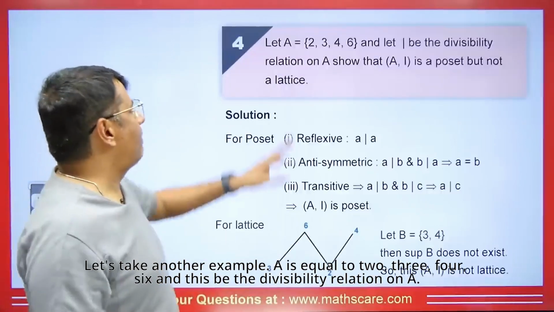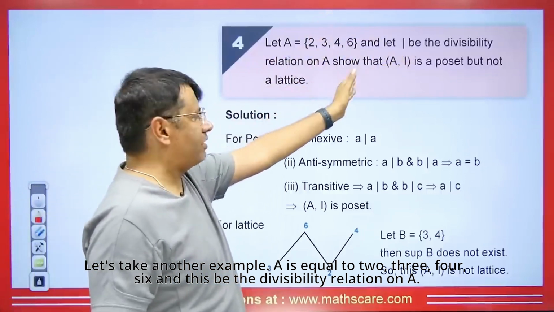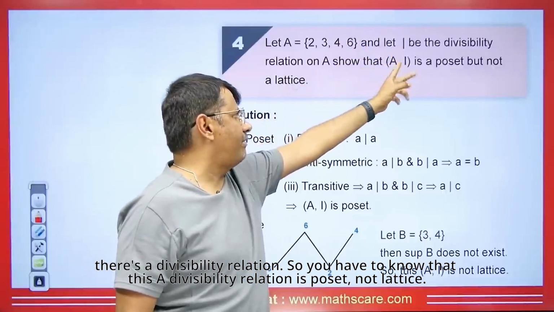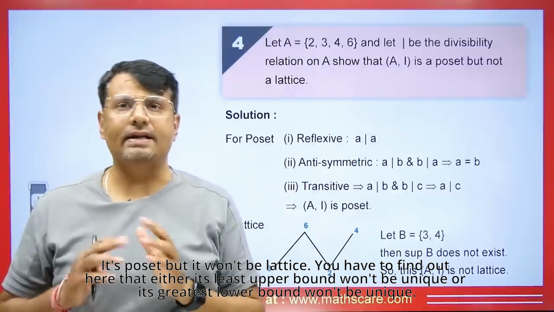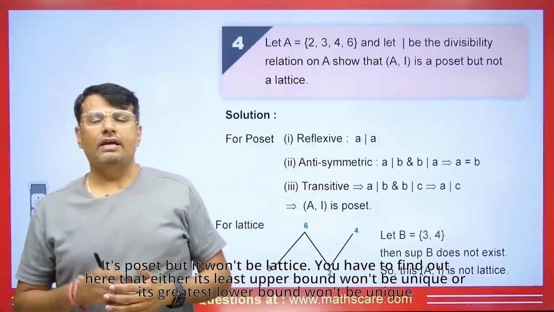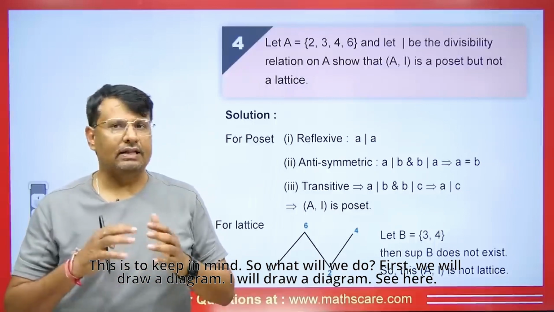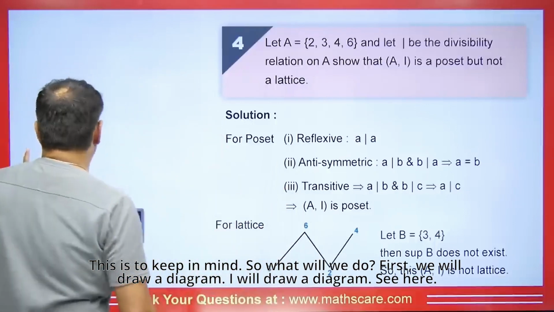Let's take another example. A is equal to {2, 3, 4, 6}, and let this be the divisibility relation on A. You have to know that this divisibility relation on A is a POSET, but it won't be a lattice. You have to find out that either its least upper bound won't be unique or its greatest lower bound won't be unique. This is to keep in mind. So what will we do? First, we will draw a diagram.